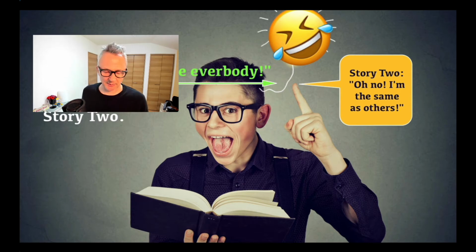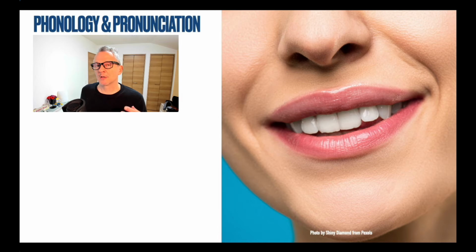phonology and pronunciation. So language learners need to be able to master the phonological grammar, the sound grammar of a language to be able to communicate. The most important thing is to be able to be understood. You want to have understandable pronunciation. Don't worry about being like a native speaker. Just be understood is the key.